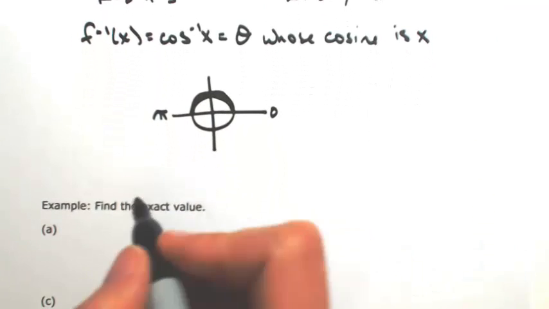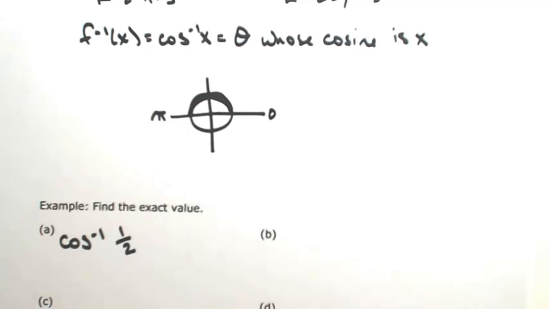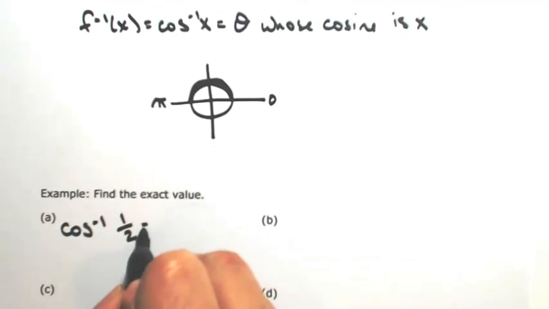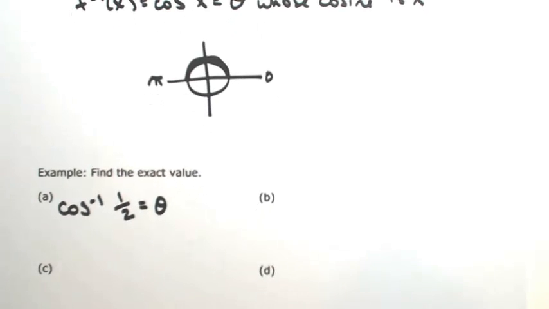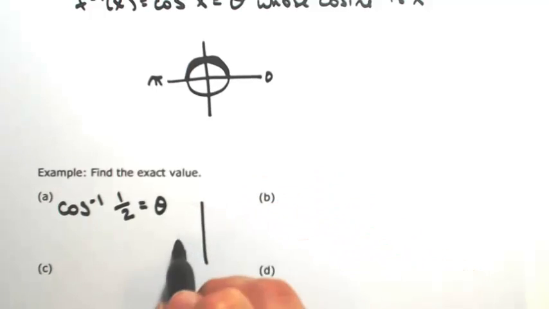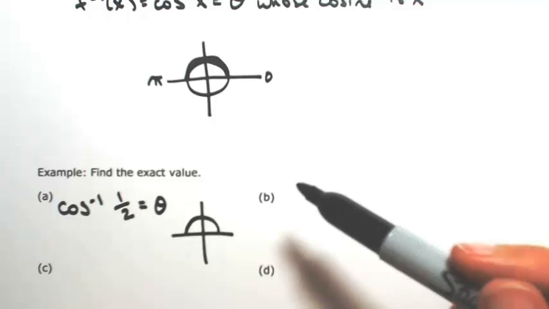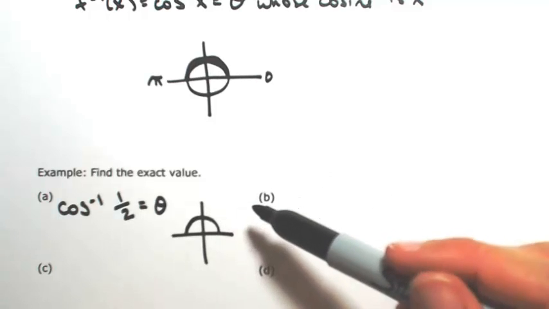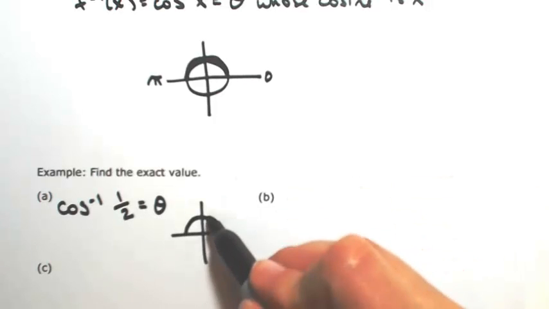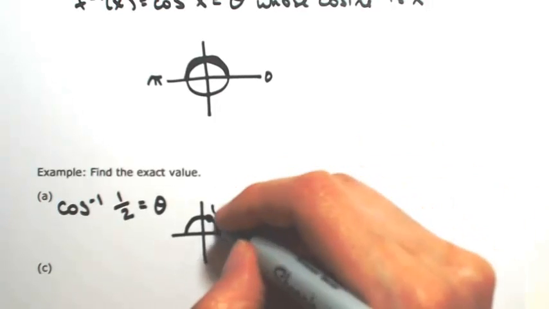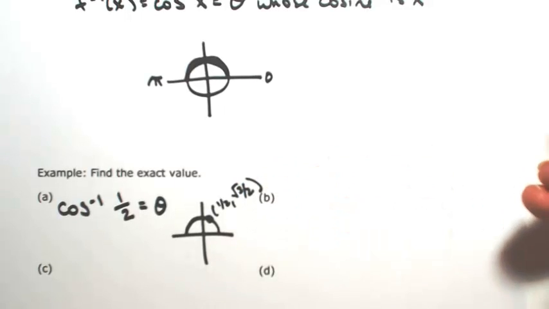So let's say I have the inverse cosine of 1/2. Again, this is just an angle, so I'm going to call it theta. So this is the angle whose cosine is 1/2. Looking only on the top half of the unit circle, because 1/2 is positive, it's going to be in the first quadrant. So the angle whose x-coordinate is 1/2 is at the point 1/2, square root of 3 over 2, which is pi over 3.